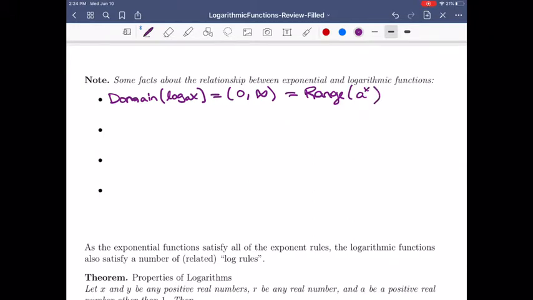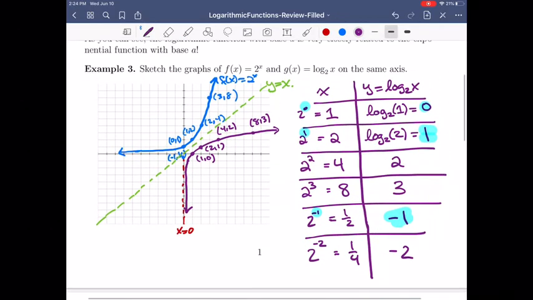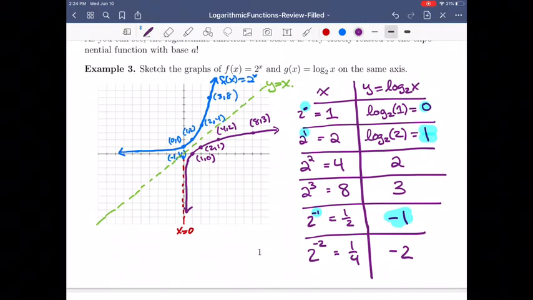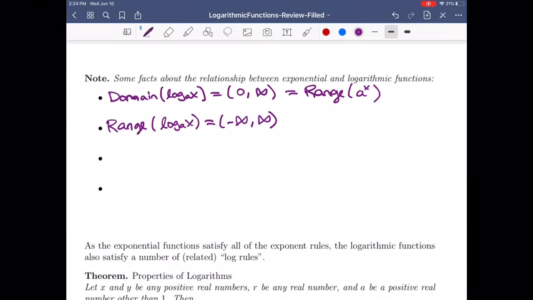Now the range of the log graph is negative infinity to infinity, so it grows. It's not approaching any asymptote here. It continues to grow, even though it looks like it levels off. It just grows very slowly, so it does get to infinity eventually. This is equal to the domain of the a to the x graph.